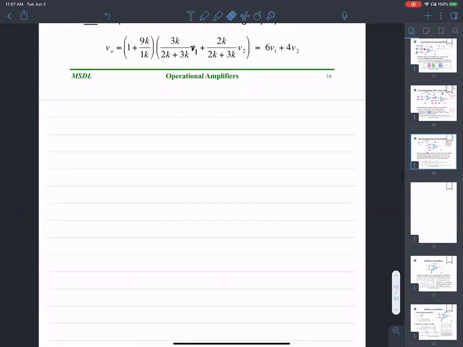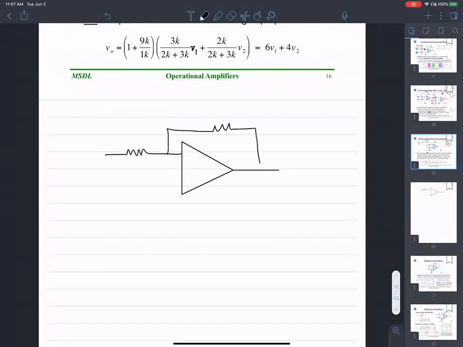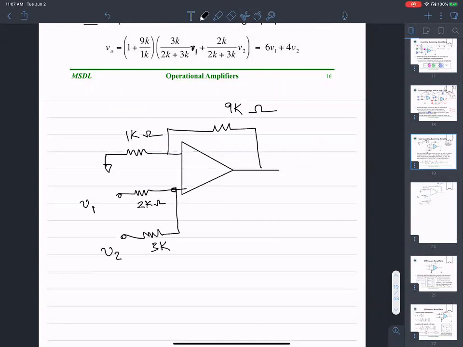Okay, non-inverting summing amplifier. I have one OpAmp. This is 9K. This is 1K tied to ground. And then there is a 2 kilo ohm resistance through which V1 is applied. And then there is a 3 kilo ohm resistance through which V2 is applied. What is the overall voltage here? That'll be exactly the same as here as well. Whatever voltage shows up here shows up there as well.